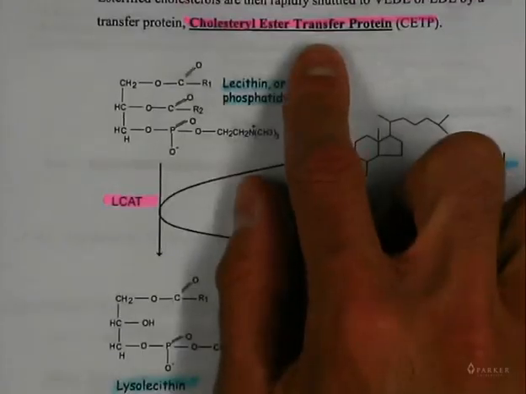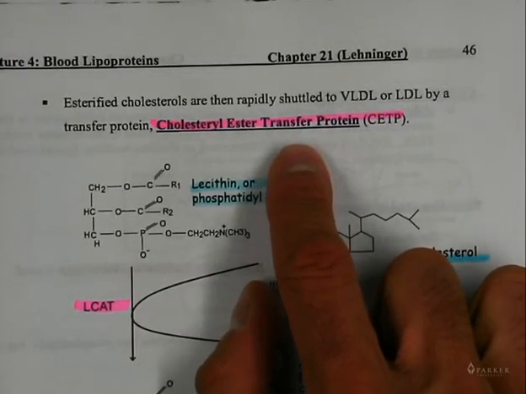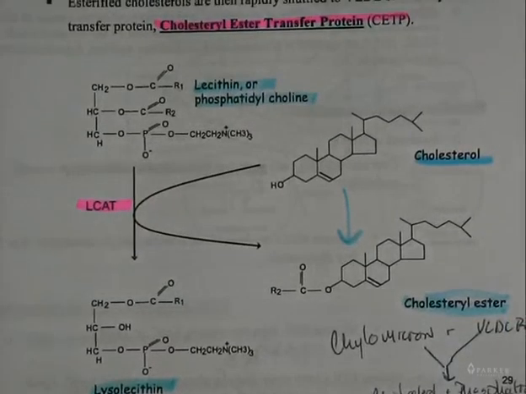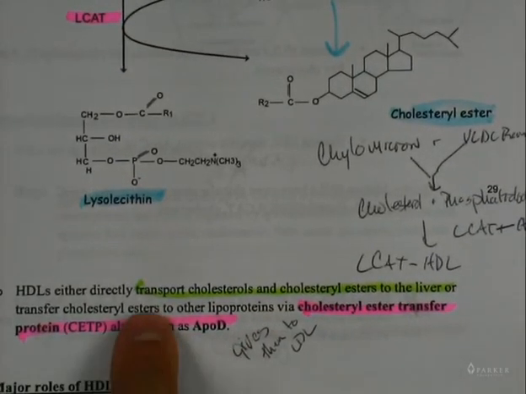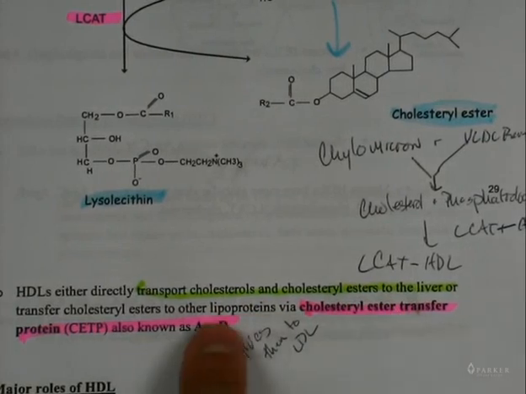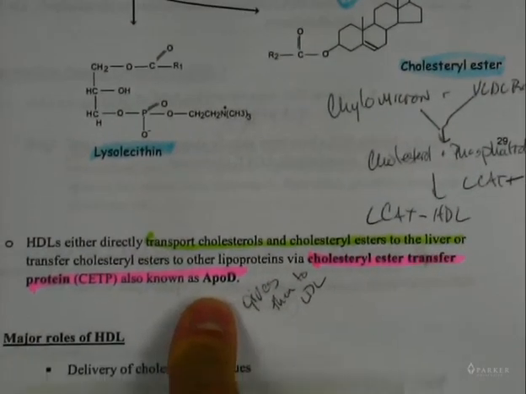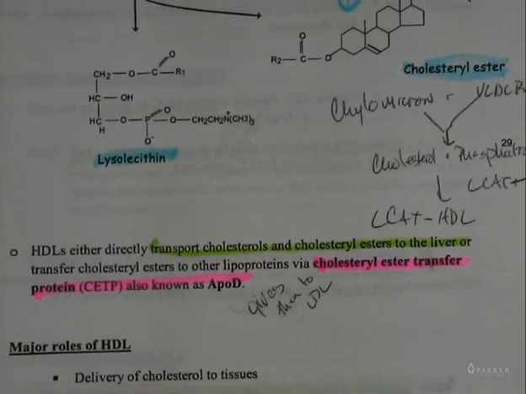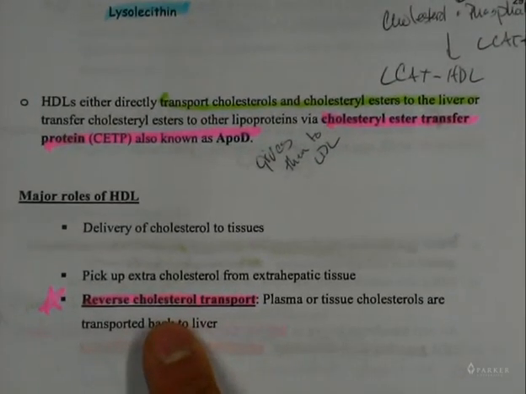Esterified cholesterols are then rapidly shuttled to VLDL or LDL by the transfer protein CETP, cholesterol ester transfer protein, which is ApoD. Down here at the bottom. HDLs either directly transport them to the liver or they transfer them to other lipoproteins by CETP, aka ApoD. The major role is reverse cholesterol transport. The major role of HDL is reverse cholesterol transport.